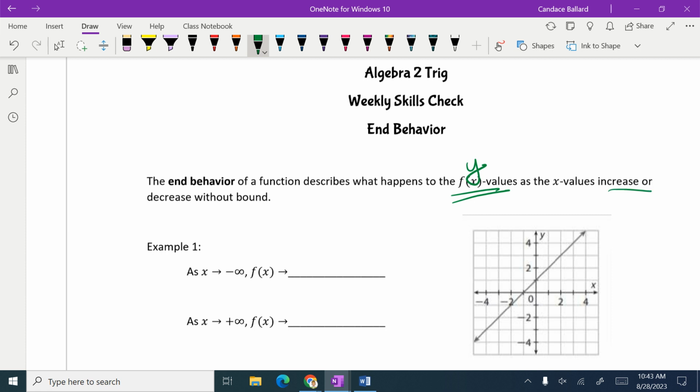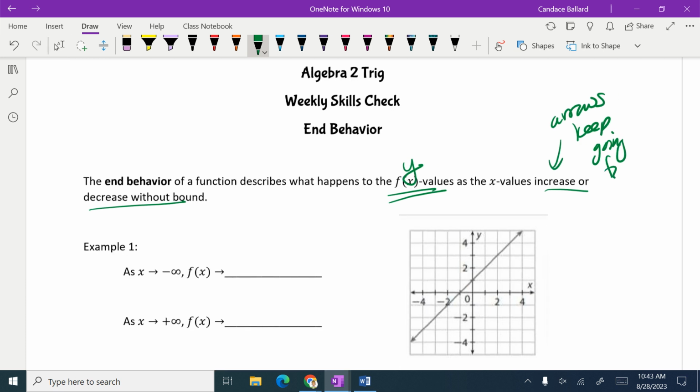This whole increase or decrease without bound part, that means there's arrows that keep going. That means things keep going forever and ever and ever. That's what increase or decrease without bound means. What number means keep going forever and ever and ever? It means it's going towards infinity, which we saw with domain and range. This is just another little piece of it.